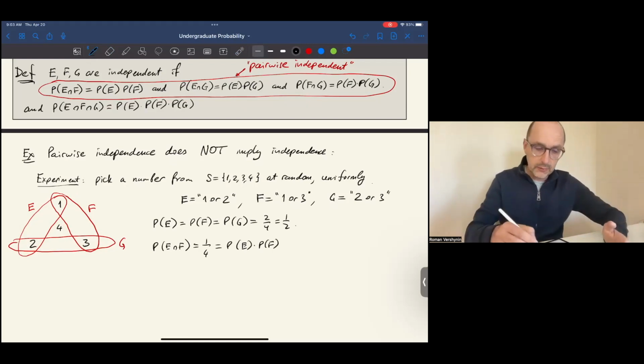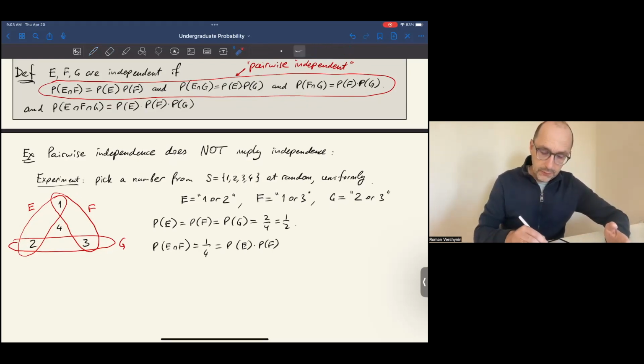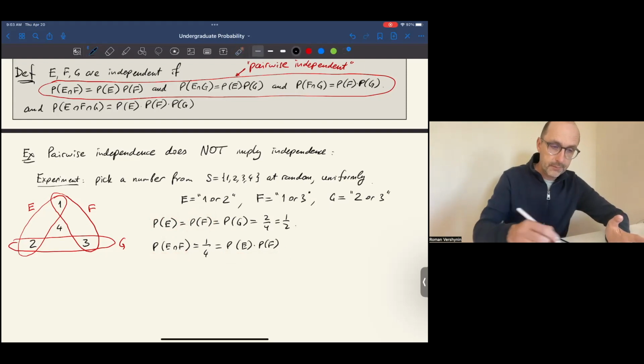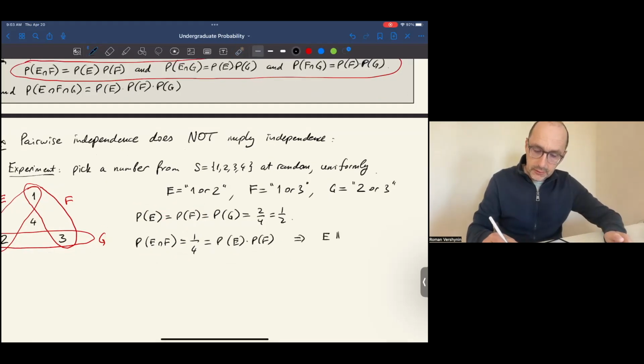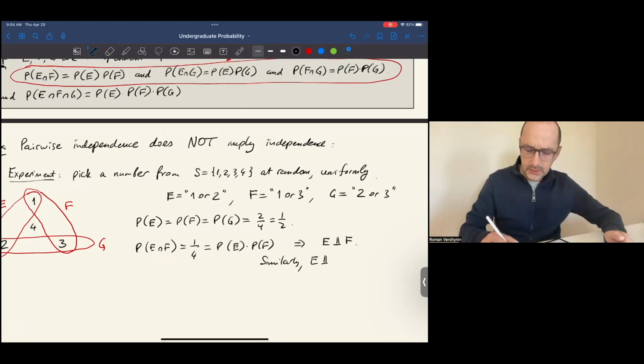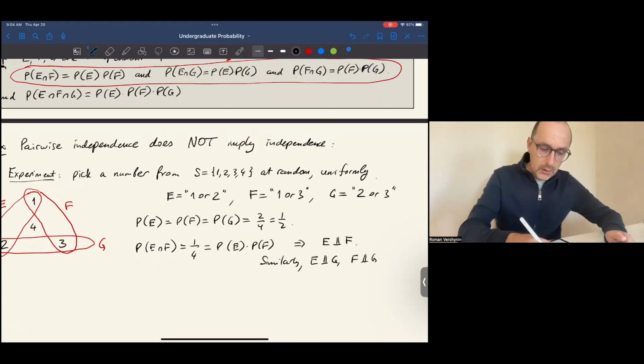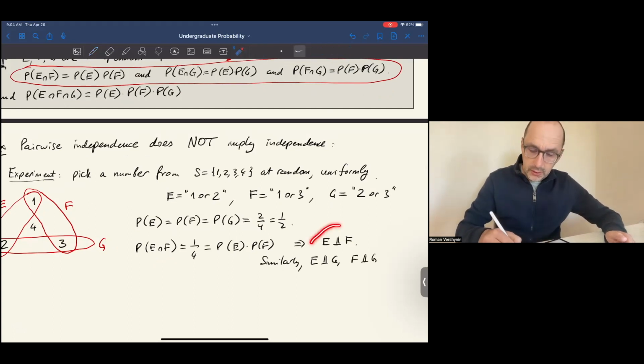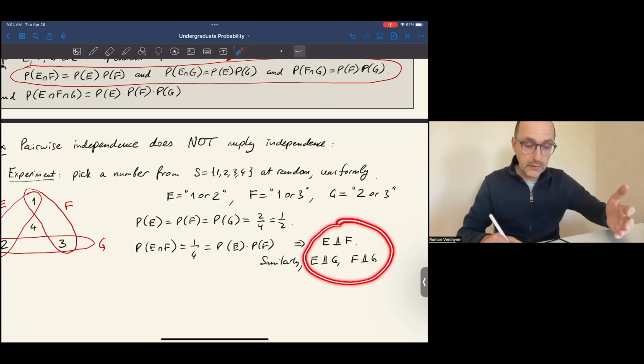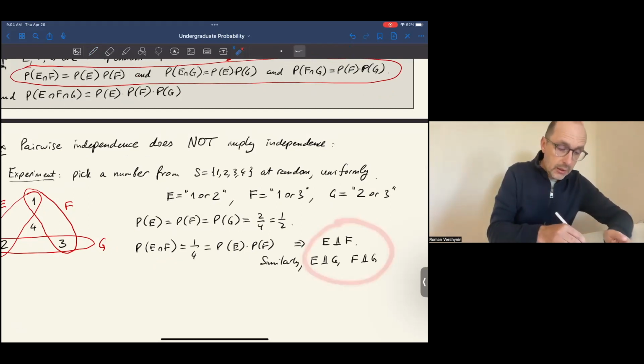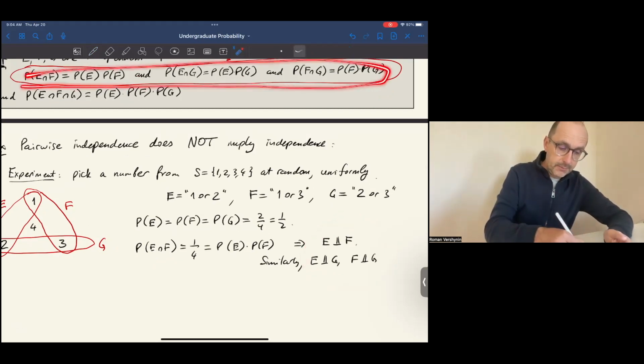And as we see, this is the same as P of E times P of F, 1/2 times 1/2. So the definition of independence of E and F does hold. E is independent of F. And similarly for the other pairs, E is independent of G and F is independent of G. So taken together, this means that these events, E, F, and G, are pairwise independent.